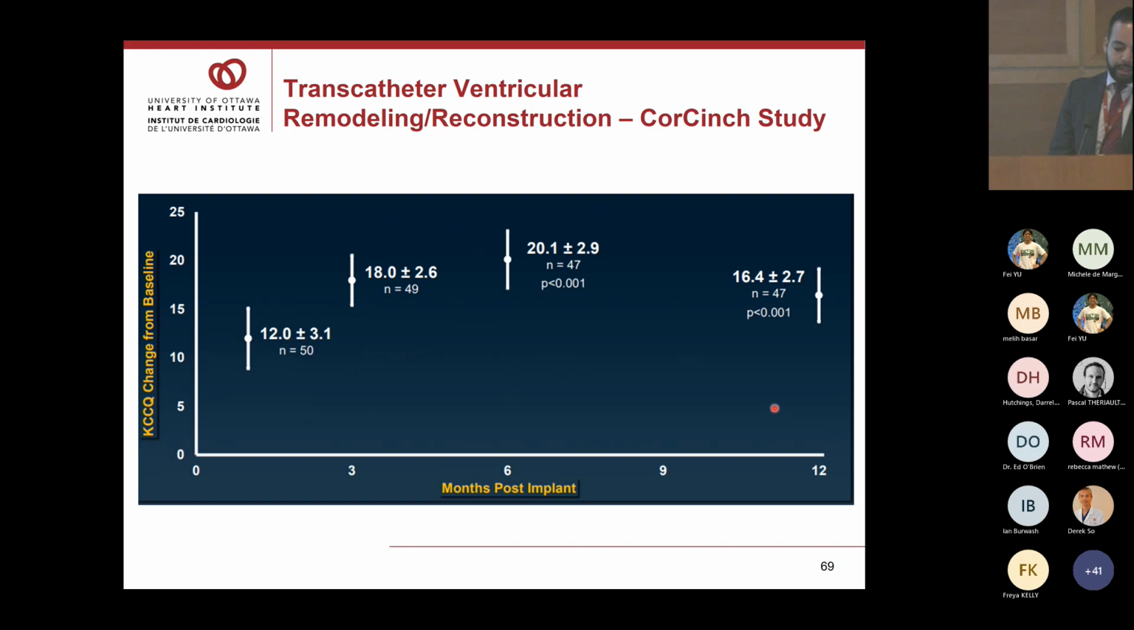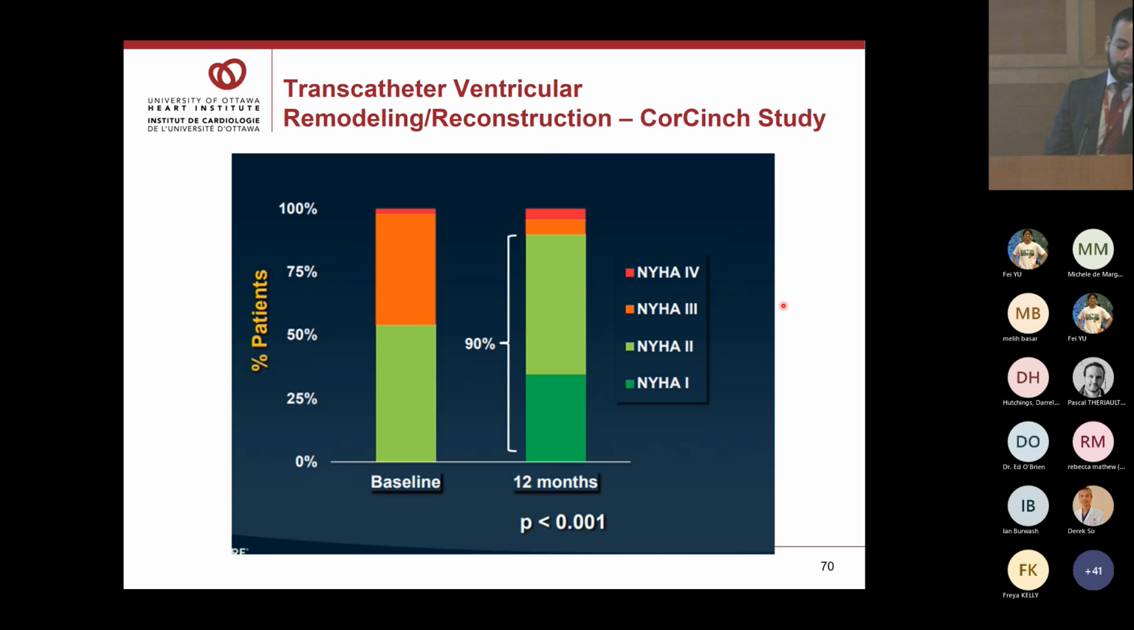Importantly, there was an improvement in subjective symptoms, so an improvement of KCCQ score at 1 year of 16 points, and an improvement of NYHA class symptoms. So at baseline, 50% of patients had NYHA 1 and 2 symptoms. In the 51 patients that were treated, 90% had NYHA 1 and 2 symptoms. So food for thought, but not ready to be widely used yet anyways.